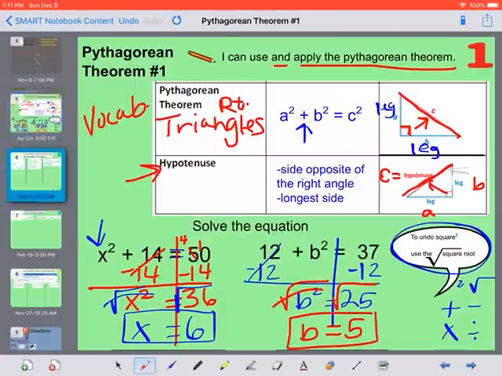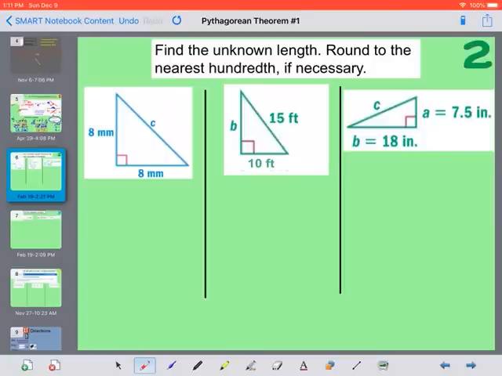So now let's actually use the Pythagorean theorem from the beginning. It says find the unknown length, round to the nearest 100th if necessary. Remember, 100th is 2 spots after the decimal. So here are our two legs. I'm going to say this is side A and this is side B. C is always our longest side. That's what we're trying to figure out.